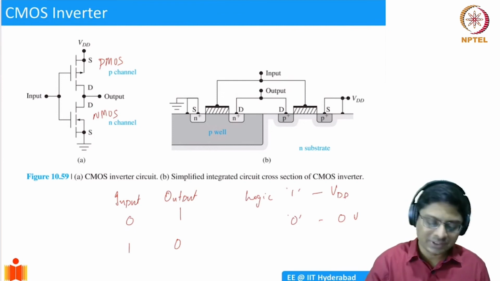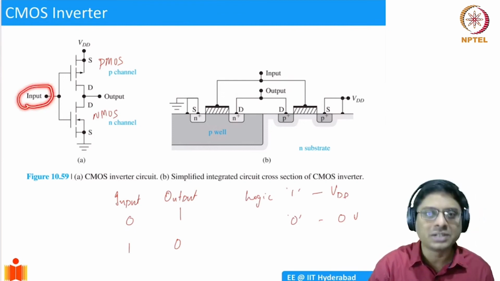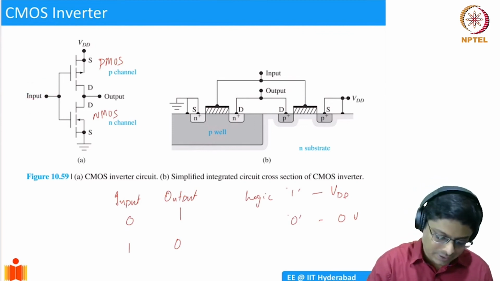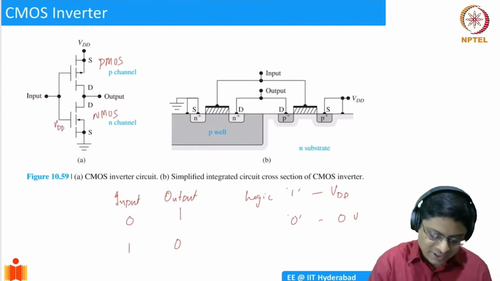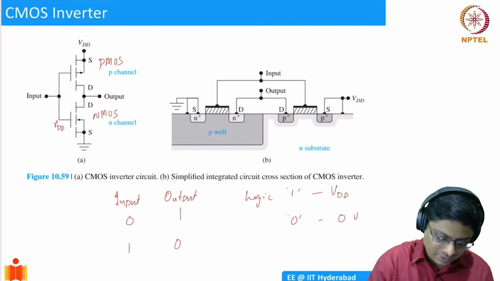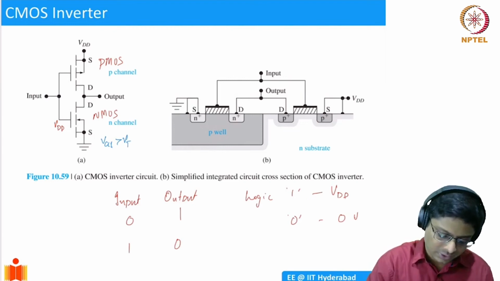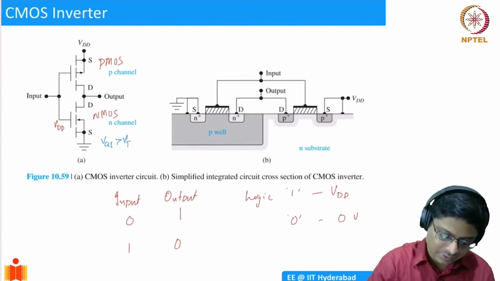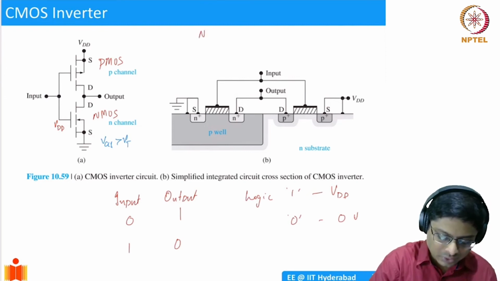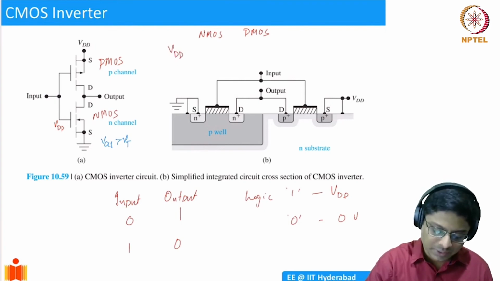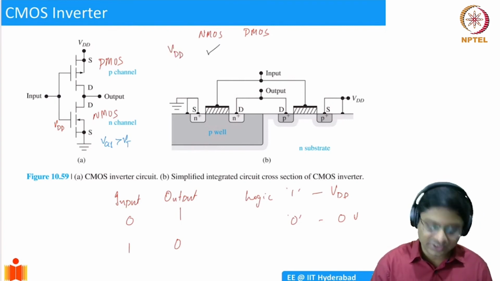So let's say I apply a 1. That means I apply VDD here. If I apply VDD to the input, what happens to this guy? When this is VDD, VGS is definitely greater than VT, right? So in this case, VGS is greater than VT. So NMOS is on, okay? So basically, this is on. I'll write it here: NMOS, PMOS, okay? So when my input is VDD, the NMOS device is going to be on, right? Because VGS is greater than VT.